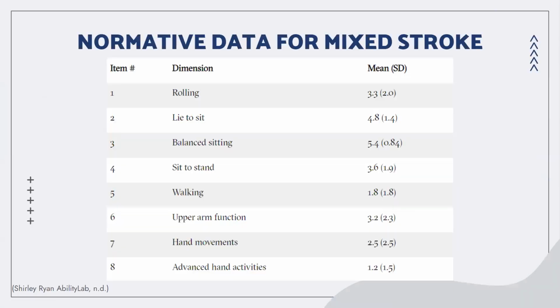Then this is the normative data for mixed stroke. This data was collected from a study that researched 61 patients with a mean age of 65 who are either in the acute or chronic stage of a stroke. So that's why it is for a mixed stroke population.